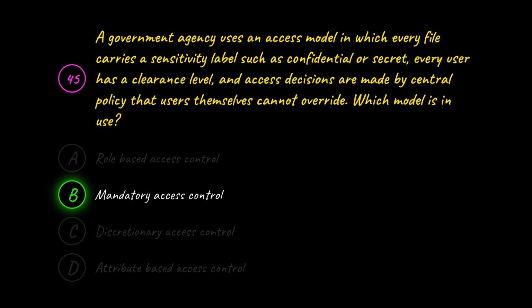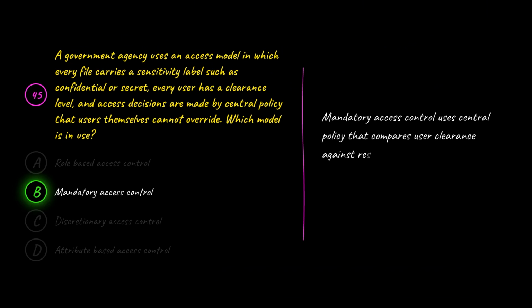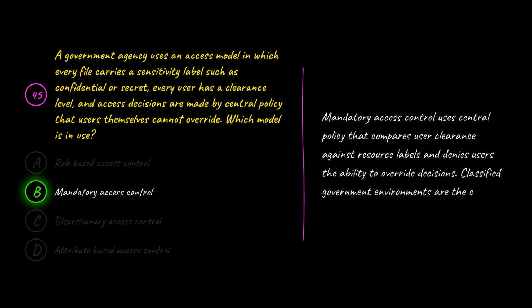The correct answer is B. Mandatory access control. B is correct because mandatory access control uses central policy that compares user clearance against resource labels and denies users the ability to override decisions. Classified government environments are the canonical use case.